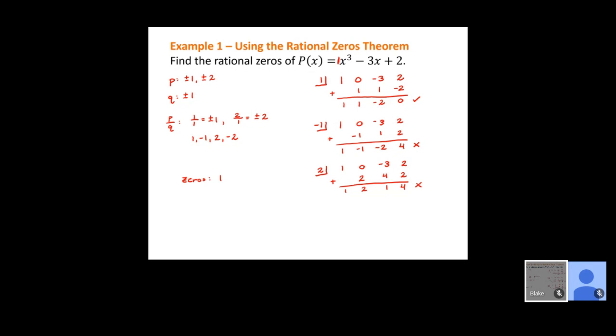And then the last one we have to check is -2. -2 in our box. Same coefficients. Bring down the 1. 1 times -2 is -2. 0 plus -2 is -2. -2 times -2 is 4. -3 plus 4 is 1. 1 times -2 is -2. And 2 plus -2 is 0. This time I do get a remainder of 0. That means that this is a 0 of my polynomial. And so therefore, -2 is the other 0.